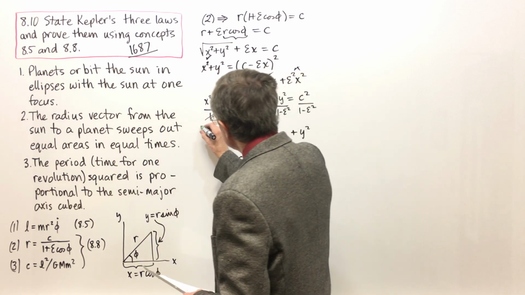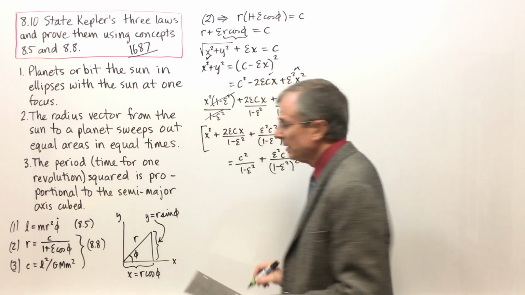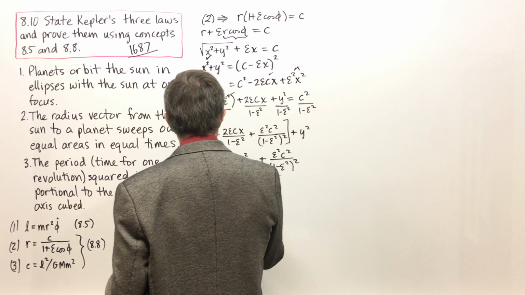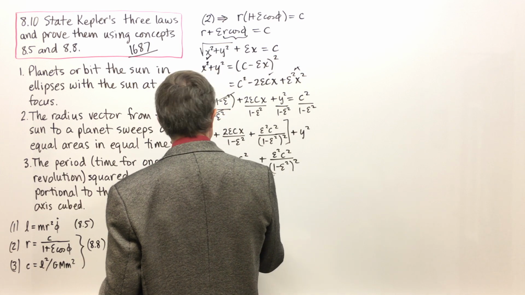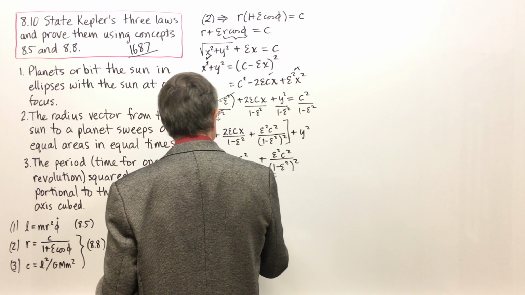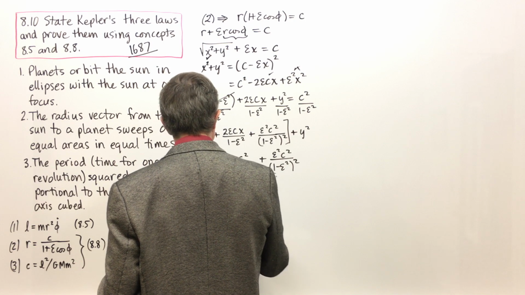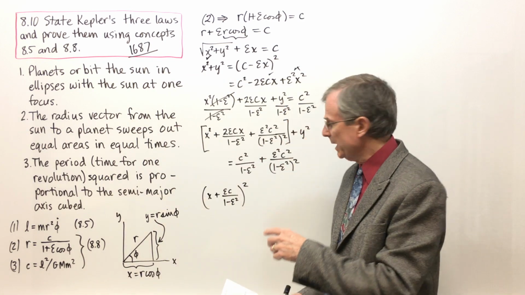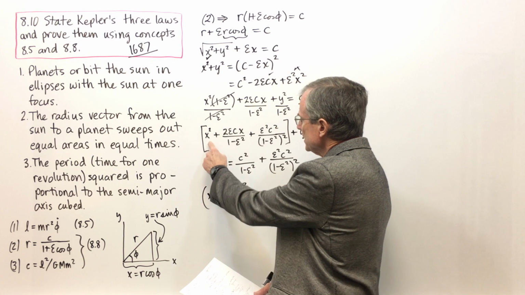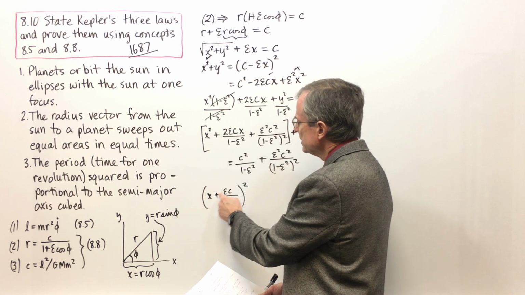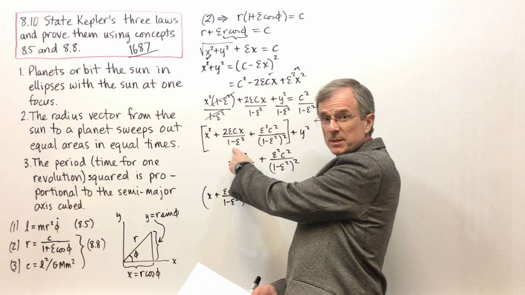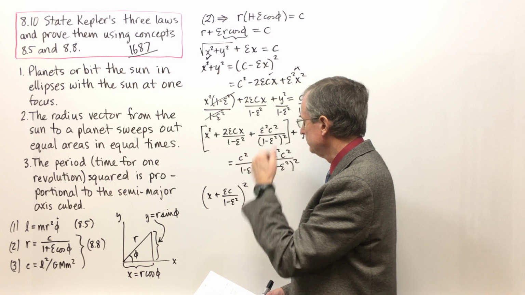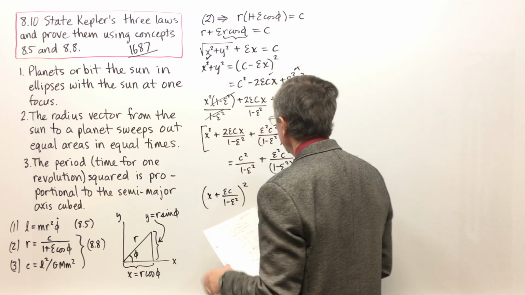All right, now this guy here is a perfect square. That's what I set out to do by completing the square. And it is x plus epsilon c over 1 minus epsilon squared, quantity squared. If you don't believe me, then FOIL it out. We get x squared, that's this term, plus 2 times x times epsilon c over 1 minus epsilon squared, that's this term, plus this term squared is epsilon squared c squared over 1 minus epsilon squared squared. So that's a happy day.